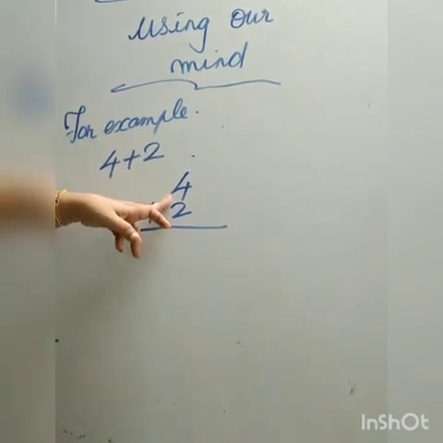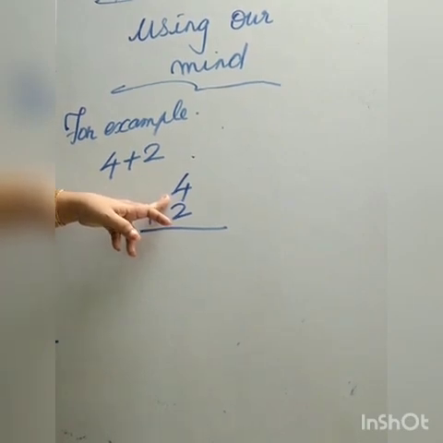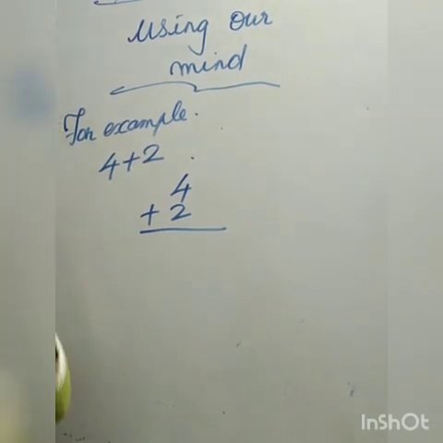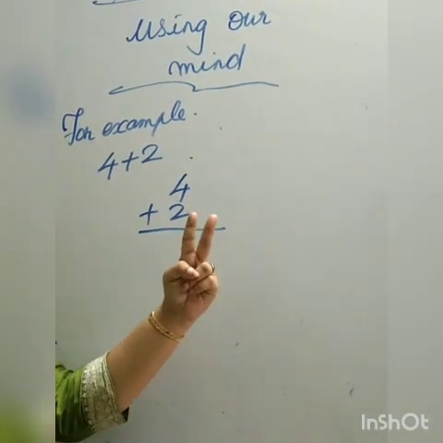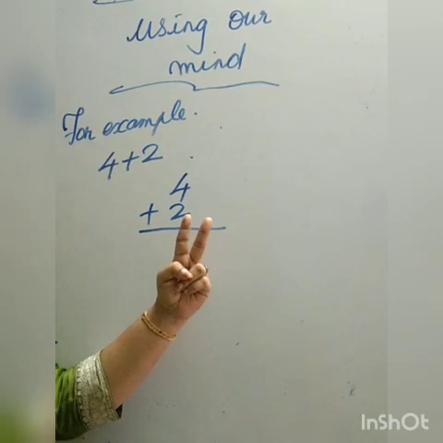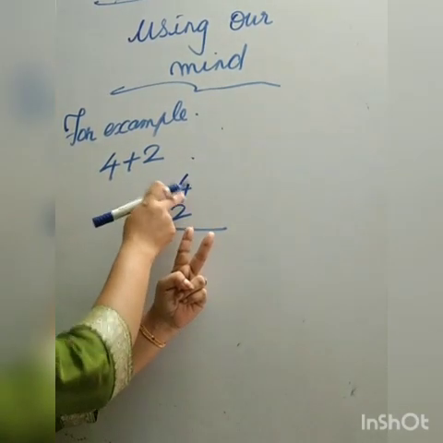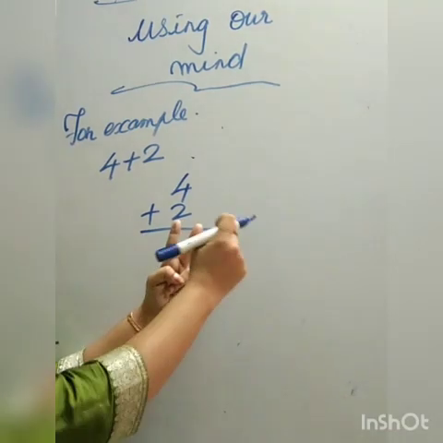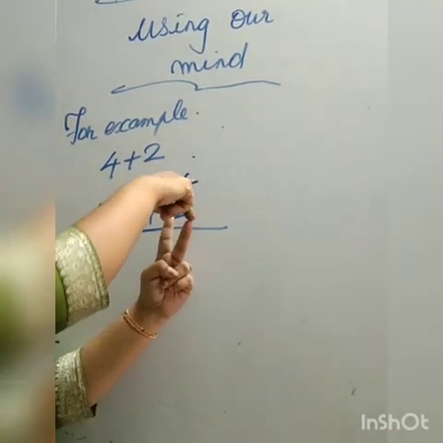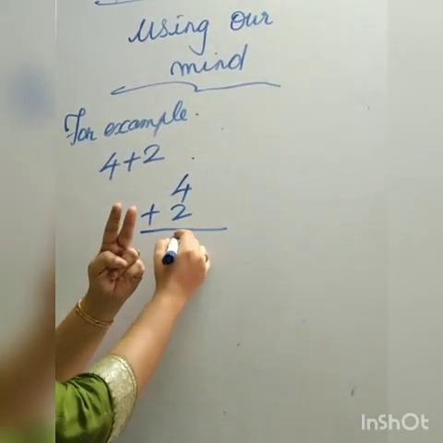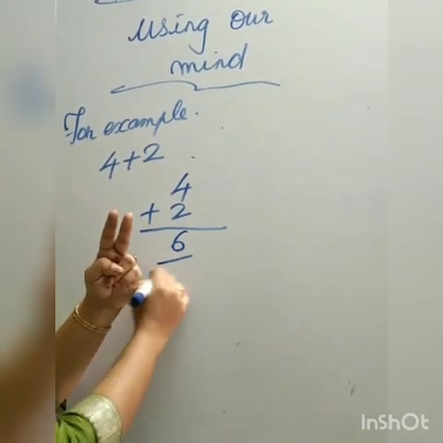So, you have to keep the biggest number in your mind. Here 4 keeps in your mind and take out 2 in your finger. Then count after 4. After 4, 5, 6. What is the answer? 6 is the answer.